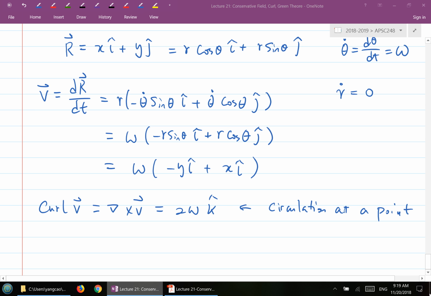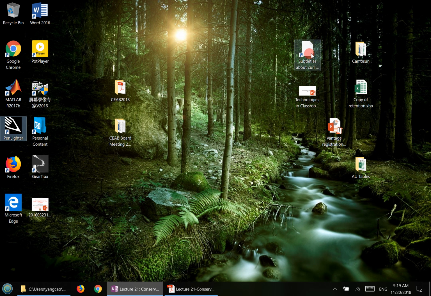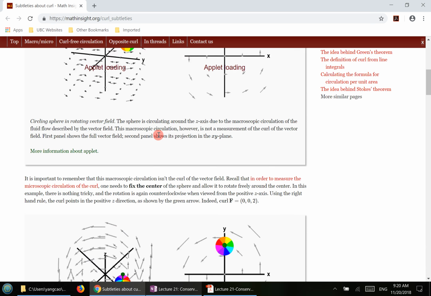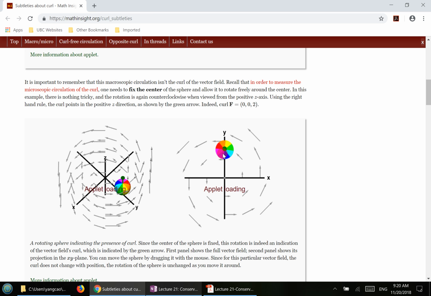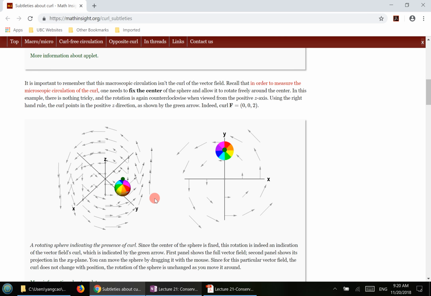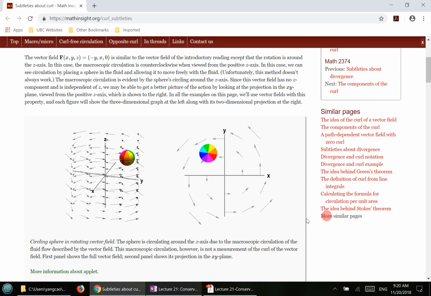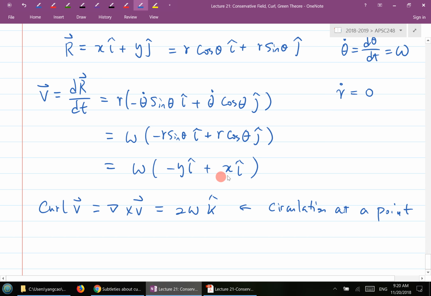I think I need to show you this one here. Let me see, where is my, here. Hopefully it works. There's a lot on the website. There's one called MathInsight. It has a really good app to demonstrate this. This is a field negative y, x. That's basically the same field we derived here.